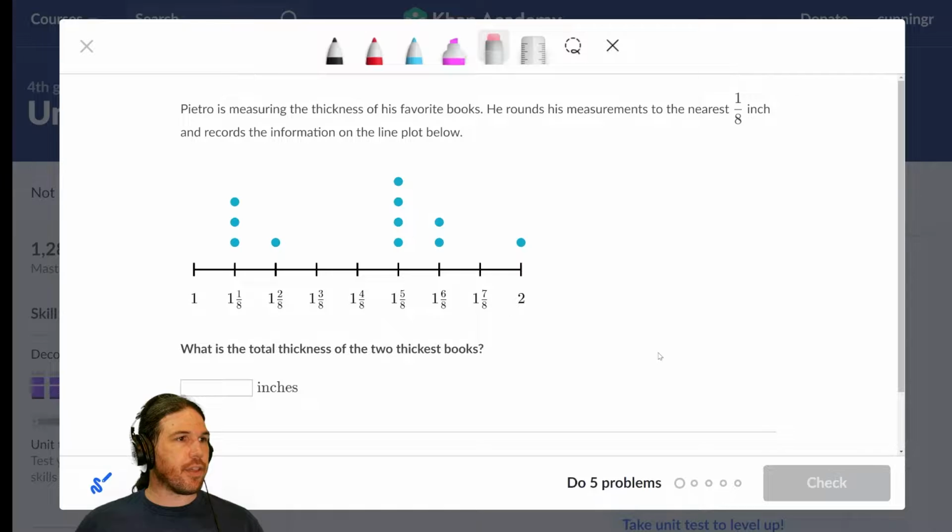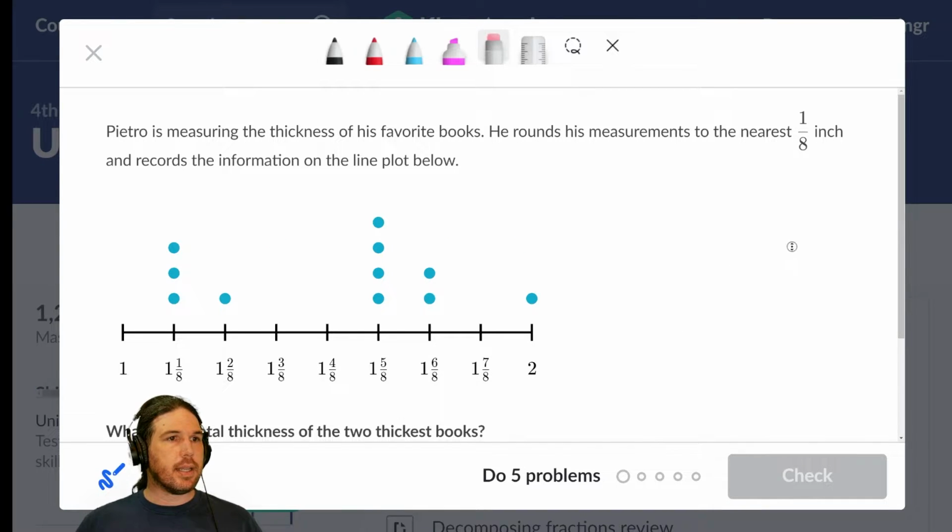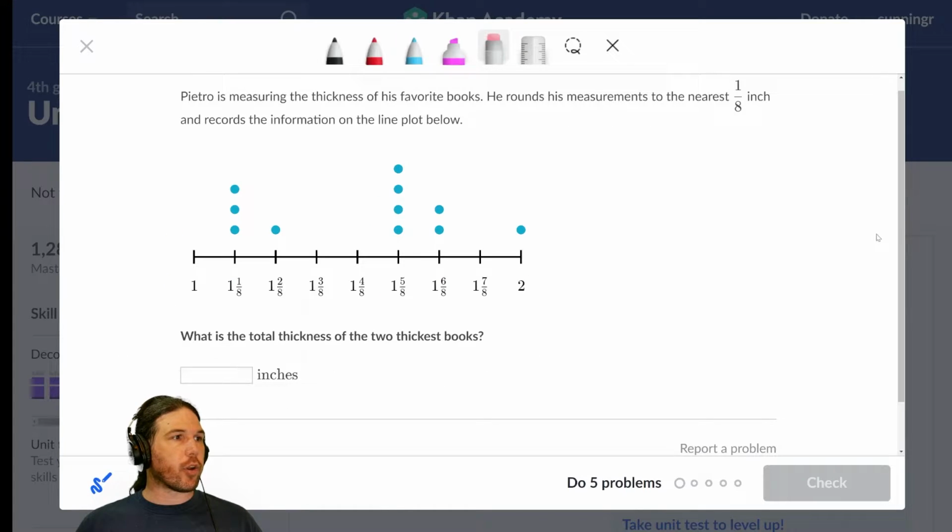Pietro is measuring the thickness of his favorite books. He rounds his measurements to the nearest 1/8 inch and records the information on the line plot below. What is the total thickness of the two thickest books?